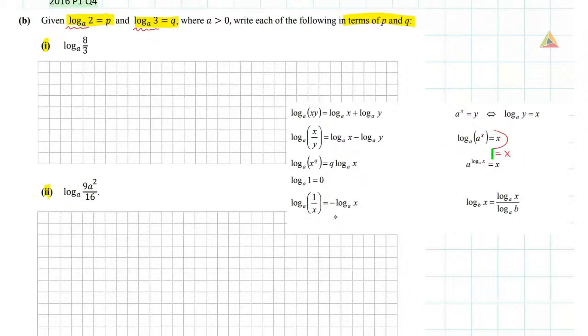So, starting, we have log to the base a of 8 over 3. And straight away, you should be zoned in on this law of logs, your second law of logs.